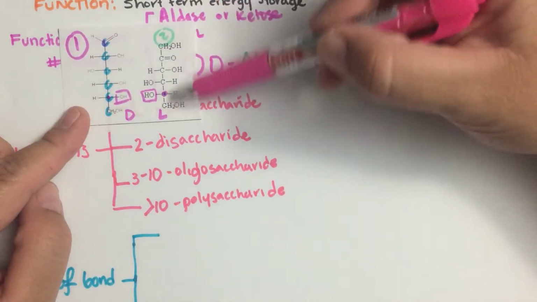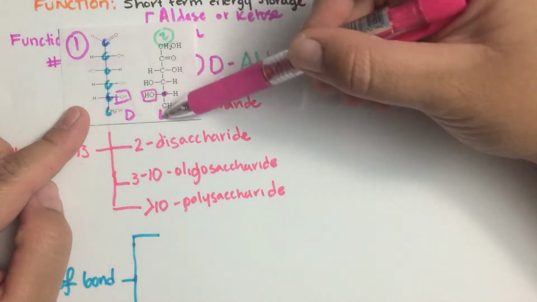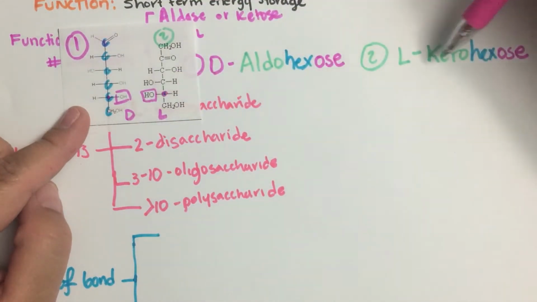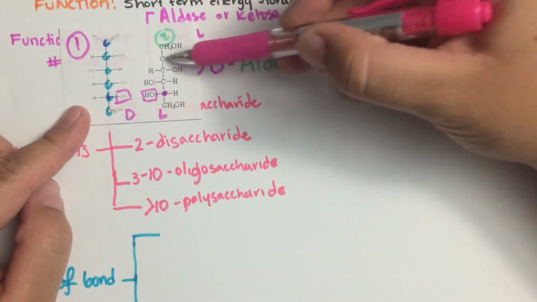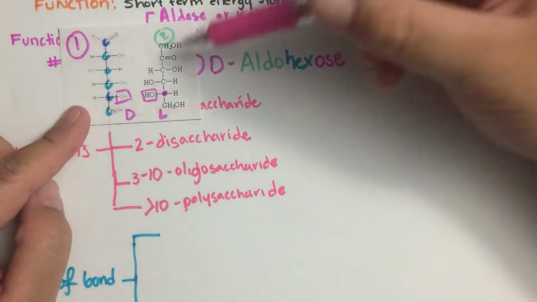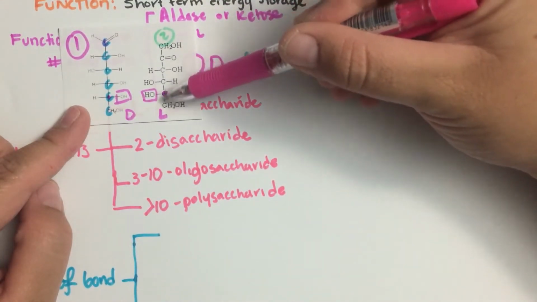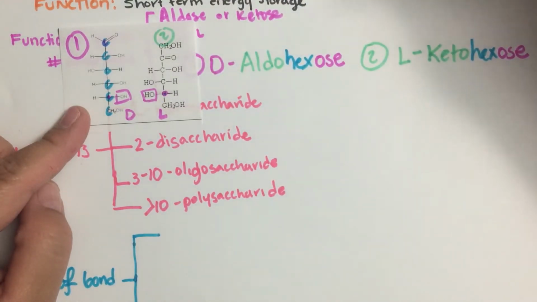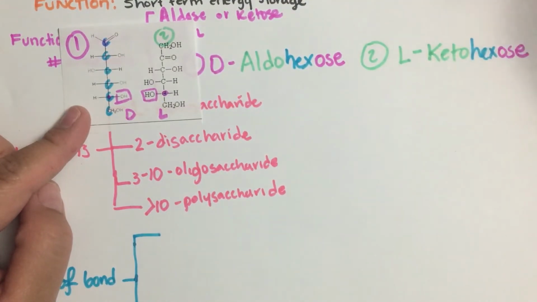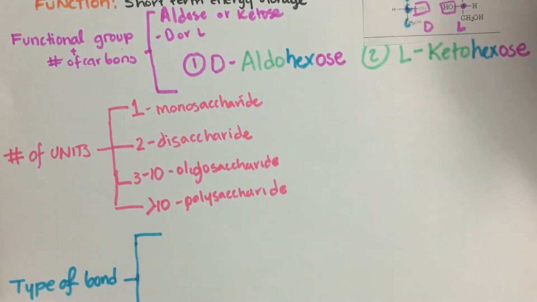Number two, this would be the second example. We have L, because this is an L carbohydrate. Keto, because we have a ketone. Hex again, 3, 4, 5, 6 carbons. And finally ose, because we're talking about sugars. I'm going to leave this here for you to check out.